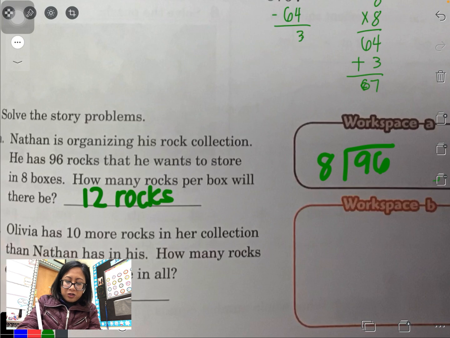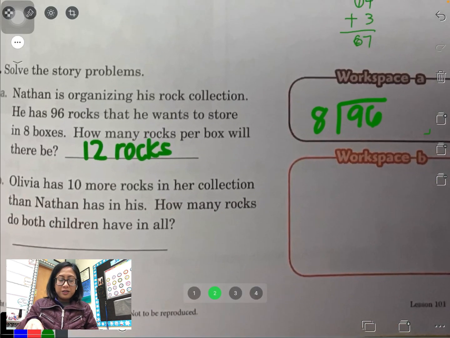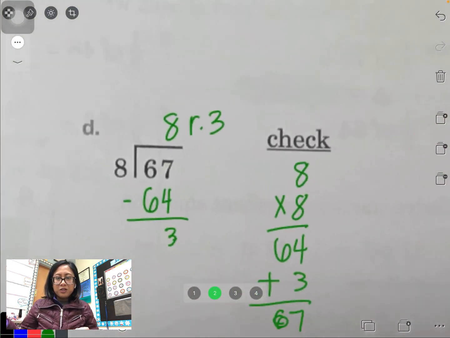12 rocks. So those 8 boxes that he has for the rocks, there will be 12 in each. 12 here, 12 here, 12 here. Not like 10 here, 2 here, 7 here. No. It has to be an even or at least an equal amount. All right? So each box will have 12 rocks. That's what division is. You are sharing and making sure that each person has the same or equal amount. Sometimes there will be leftovers, as you see here.